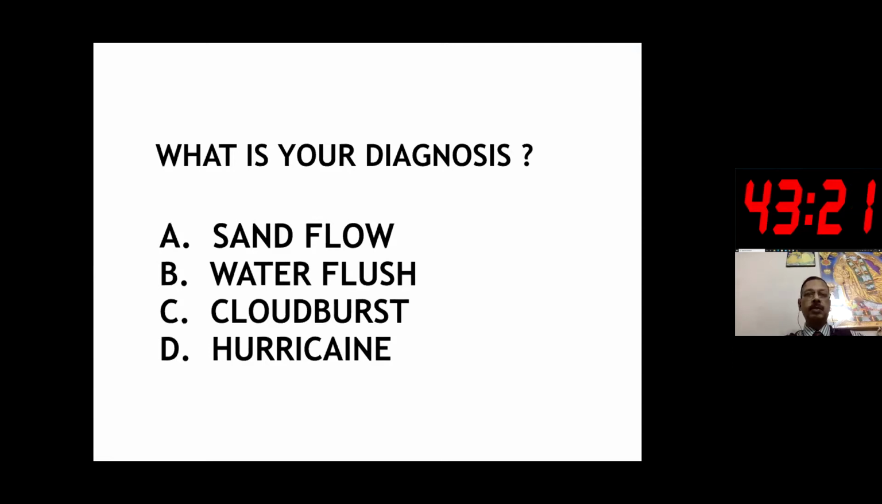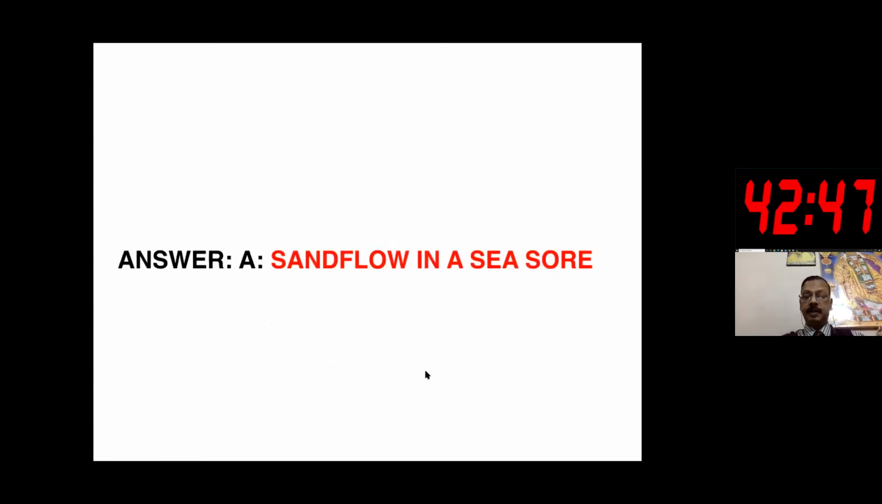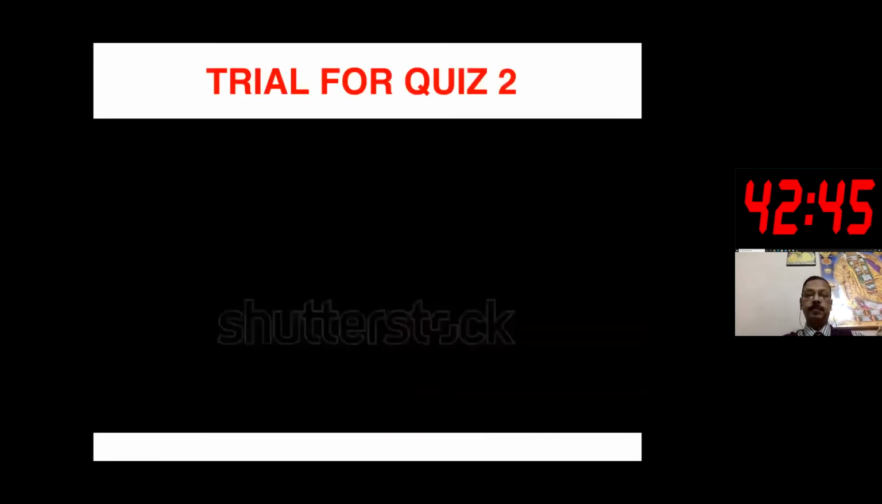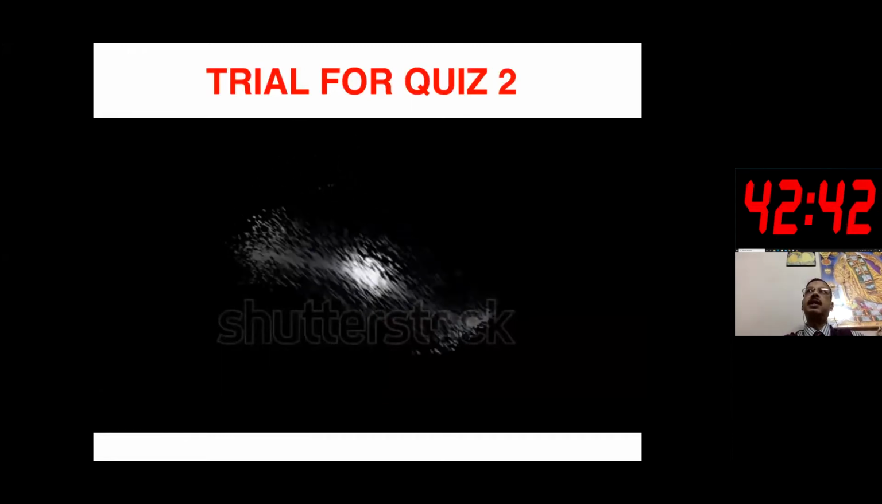Now the voting panel is on. It will go after 10 seconds. You can choose the options and submit. And of the poll, what you can see, 50% of the responses are A, that is the sand flow. Yes, this is correct. This is a sand flow in a seashore. This is the trial for quiz 2.